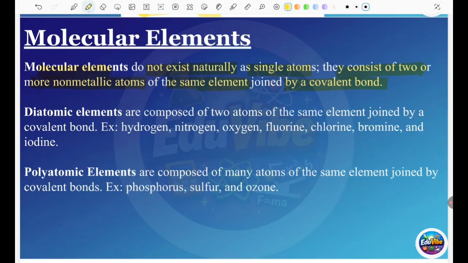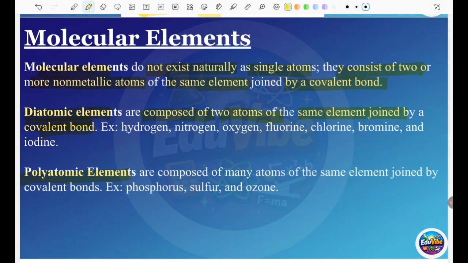So we have two types of molecular elements: diatomic and polyatomic. Diatomic means composed of two atoms of the same element joined by a covalent bond. So we have only two atoms of that specific element, and they are joined by a covalent bond. Covalent bond means they are joined by sharing electrons.